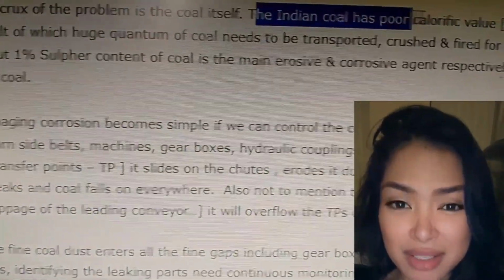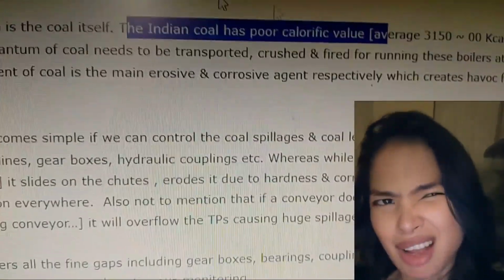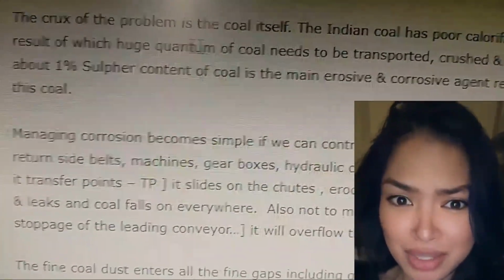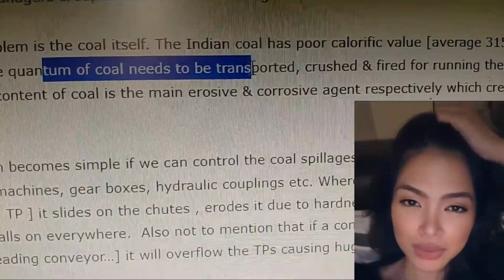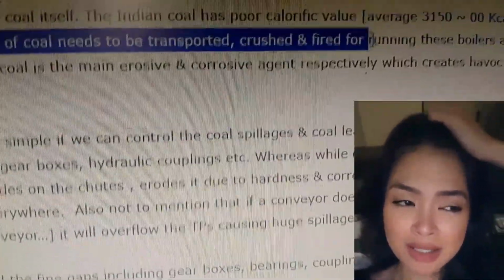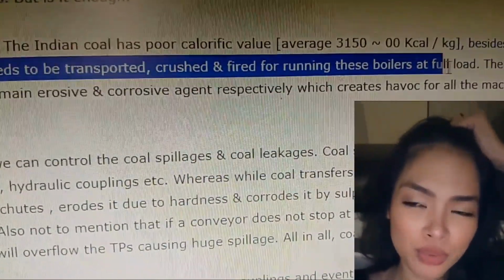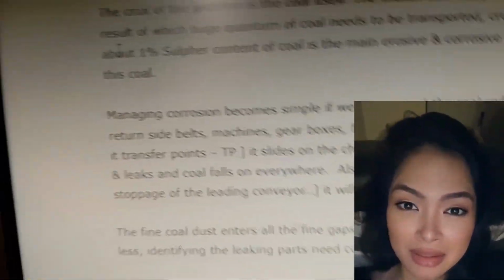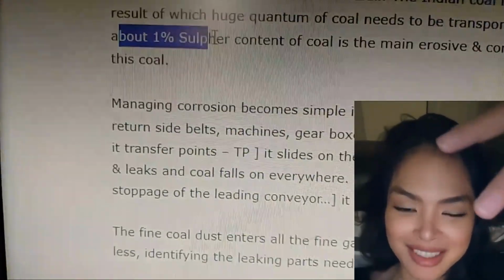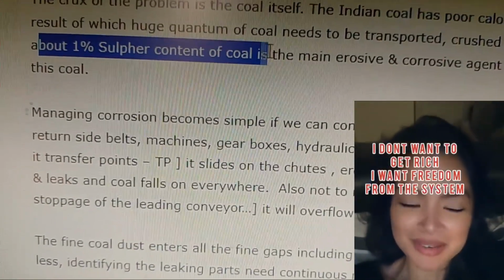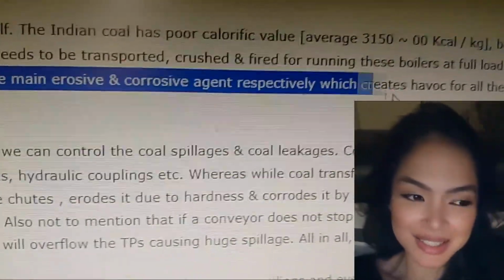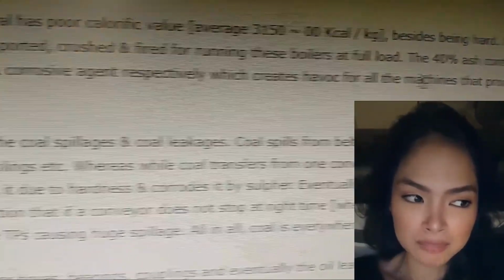Indian coal has a poor calorific value besides being hard, as a result of which a huge quantum of the coal needs to be crushed and fired for the running. This is a boiler at full load. The ash content and about 1% sulfur content of coal are the main abrasive and corrosive agents respectively, which create havoc for the machines that process this coal.